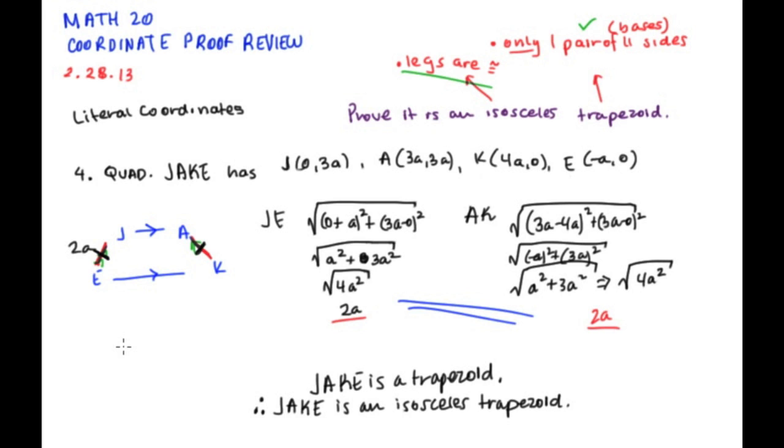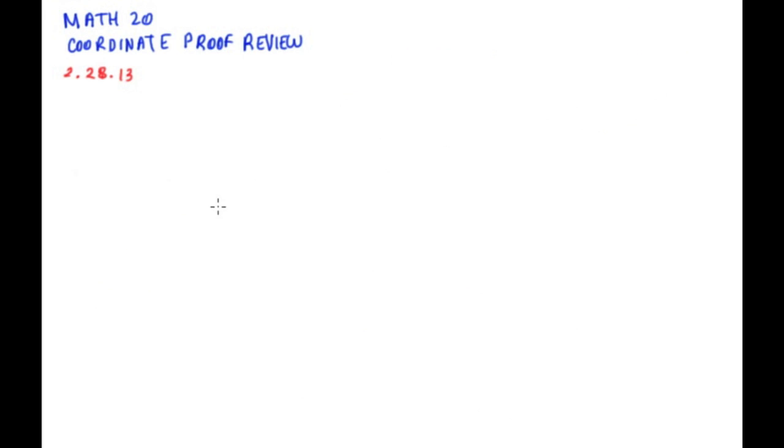And now let's get into our actual coordinate proof review. So basically this whole thing is just applying formulas such as midpoint or distance or slope, stuff like that, so that we can make therefore statements and prove that things are equal to each other through mathematic rigor.